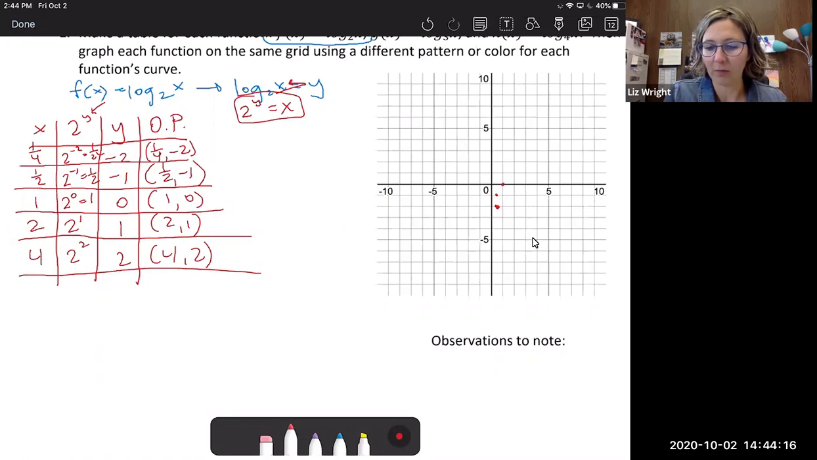Then we're going to have 1, 0. Then we're going to have 2, 1. Then we're going to have 4, 2.